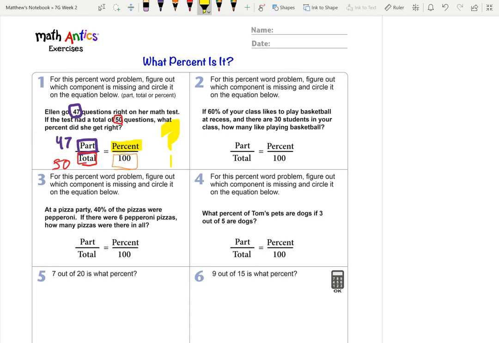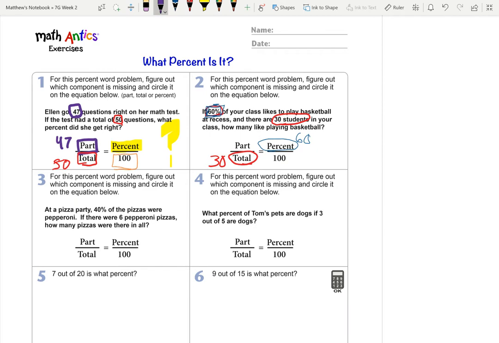All right, for question 2, it says for this percent word problem, figure out the component, and again, circle it or highlight it. If 60%, so right there, 60%, I'm going to go ahead and do this in blue. Blue's a nice color. So if 60%, I'm going to write 60 above that 100 because it's percent, of your class likes to play basketball at recess, and there are 30 students in your class, how many like playing basketball? All right, so it gives us the percent. It also gives us the total of how many students are in the class, 30 total. And so now it says how many like playing basketball.